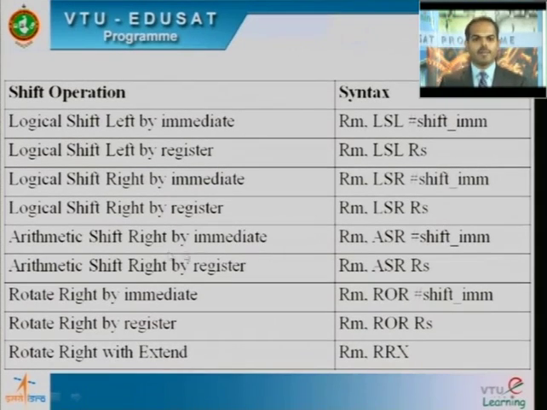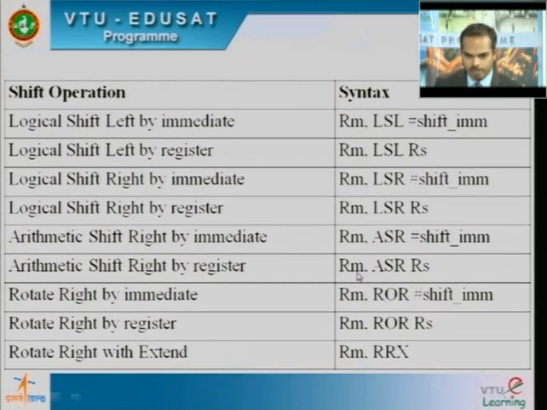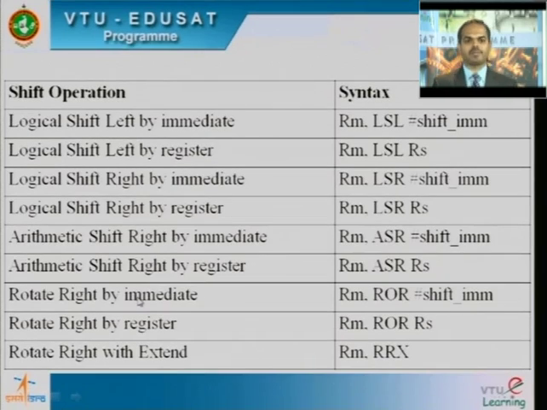So, what is it doing? Arithmetic shift right by an immediate value, Rm, ASR #shift immediate value. Arithmetic shift right by a register value, Rm, ASR, Rs. These two are for arithmetic shift right. I will repeat again. Arithmetic shift is to preserve the MSB of the Rm register, which is a sign flag or sign indicator.